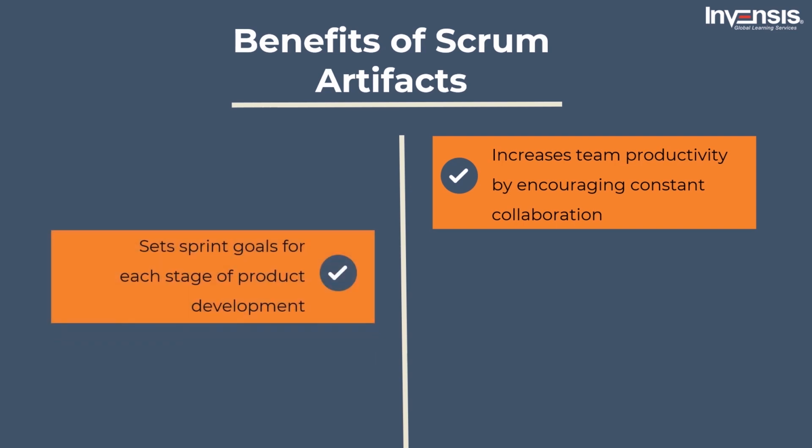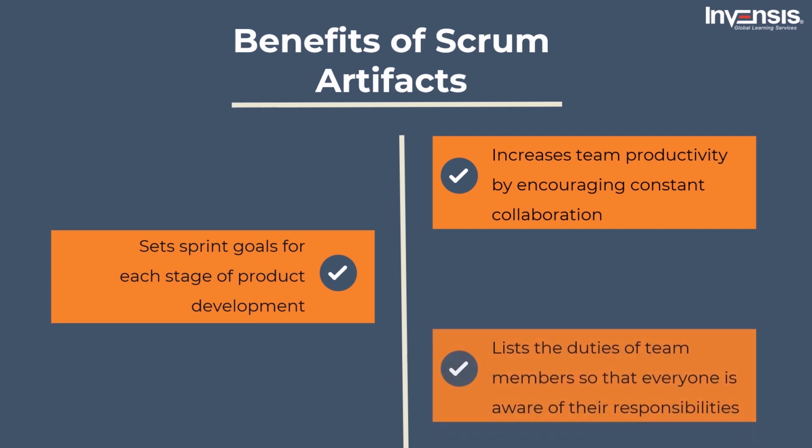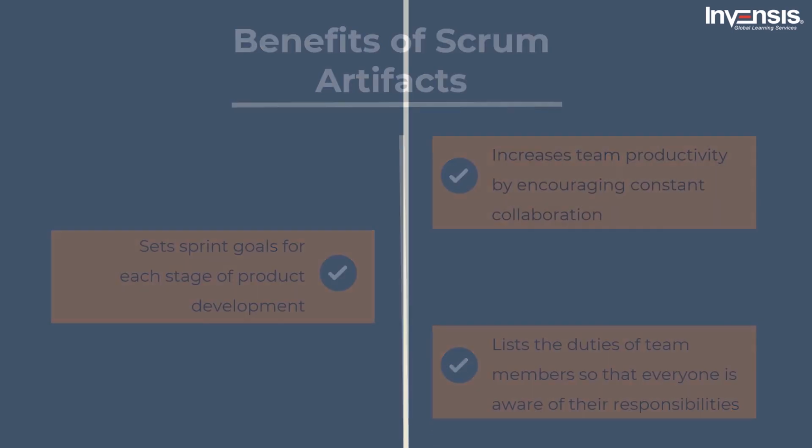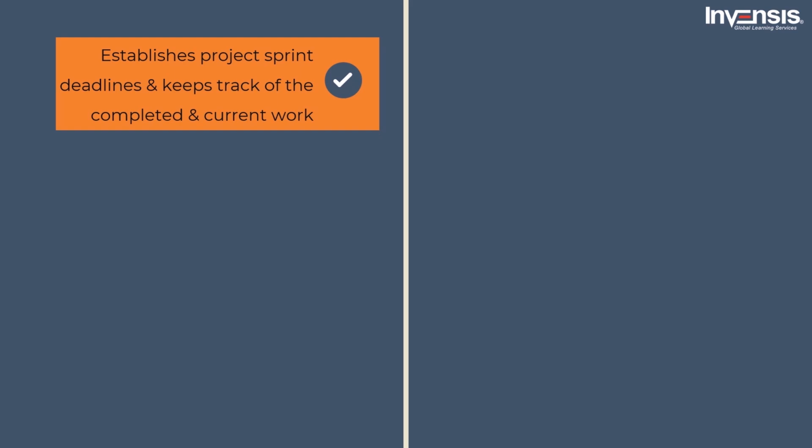Next, it sets sprint goals for each stage of product development. When sprint vision or sprint goal is planned, the entire sprint is divided into stages, and the goal for each of these stages is set. Third, it lists the duties of team members so that everyone is aware of their responsibilities. Next, Scrum Artifact establishes project and sprint deadlines and keeps track of the completed work and continuing work.